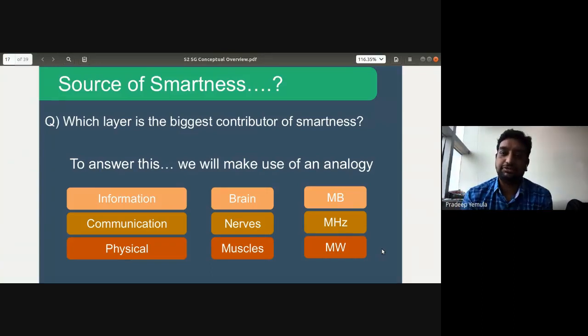Similarly, a water supply network. You have physical water supply pipes and valves and things like that. To that, if you add communication and information processing layers, then it will become a smart water supply system.